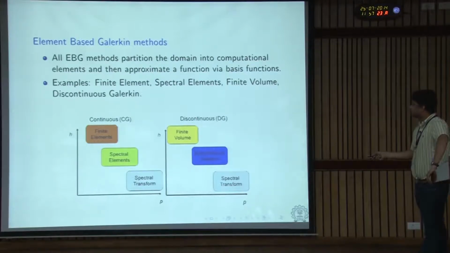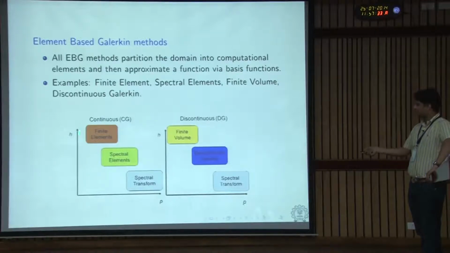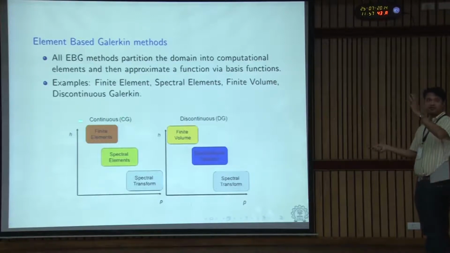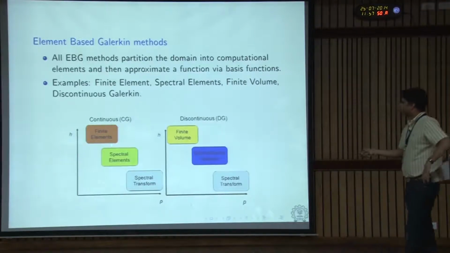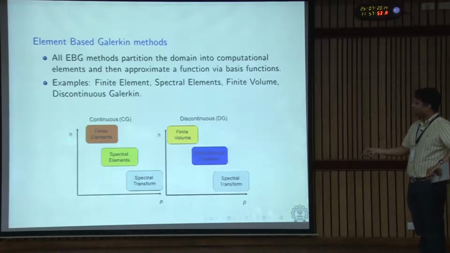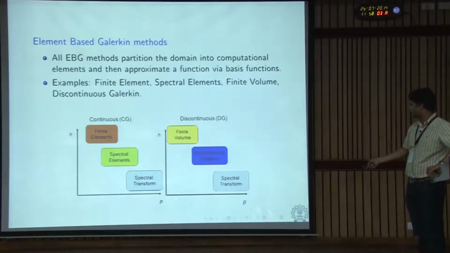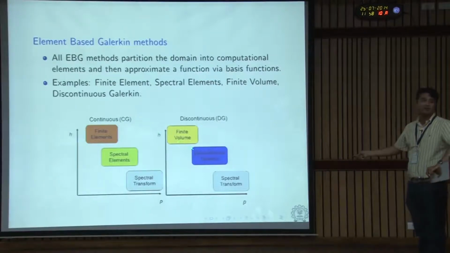You can further subdivide them into continuous and discontinuous. Here, H is the number of computational elements that you have, and P is the polynomial order of your basis functions. Then you split it between whether your solution is continuous throughout your computational domain or discontinuous between computational elements. Obviously, if you have a large number of elements but very low polynomial order on the continuous side, you are basically doing finite elements. If you go down to a first order or zeroth order basis function on the discontinuous side, but with a large number of elements, you're basically doing finite volumes.